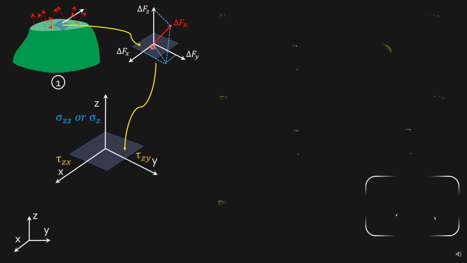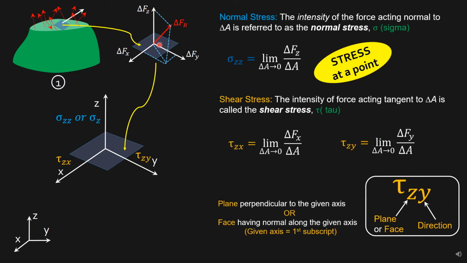Now I'm considering a very small area or infinitesimal area. Then on this area, there will be internal resisting forces developed. So there will be internal resisting forces here. So these forces will be along the x direction, along the y direction and along the z direction. So along the x direction and the y direction, these are the forces which are parallel to this considered area, while the z direction force is perpendicular to it.